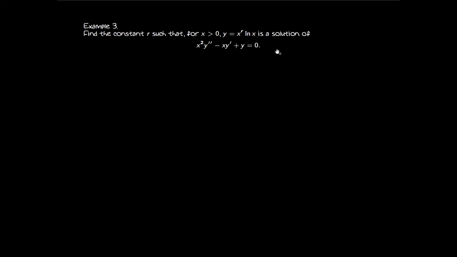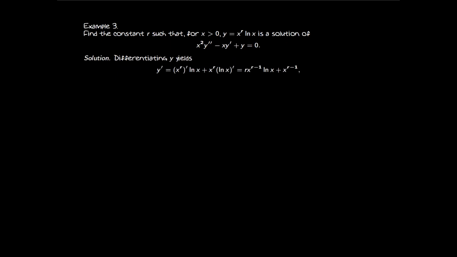So how do we solve this problem? It turns out the idea is the same. You simply plug this into the equation, and then you get a constraint on r. And from the constraint, which is actually an equation, you can solve it and get the r value.